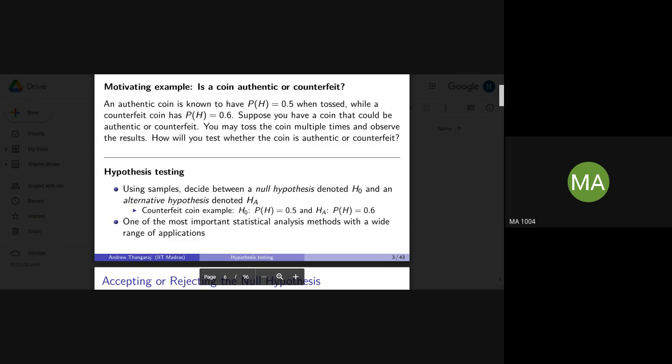And what will the composite hypothesis be? If you are taking the null to be mu equal mu naught, in the alternative you have three possibilities. Either mu is not equal to mu naught, or mu is greater than mu naught, or mu is less than mu naught.